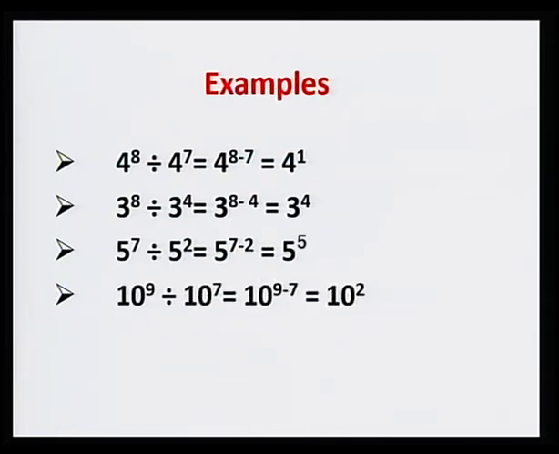Here again, we have 10 as the base. The powers are 9 and 7. Subtracting 7 from 9, we have 10 raised to the power of 2. Now let's look at this number. Can you calculate the answer? Yes, it is 7 raised to the power of 6 minus 3, equal to 7 raised to the power of 3.